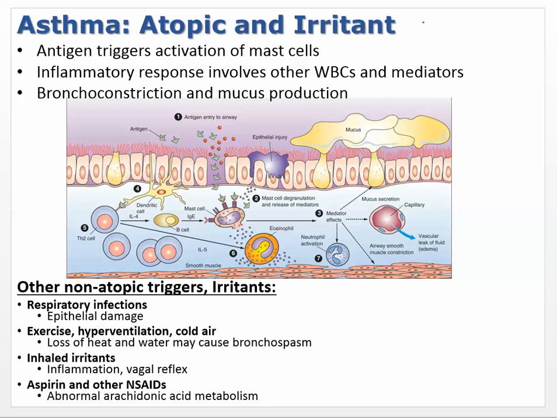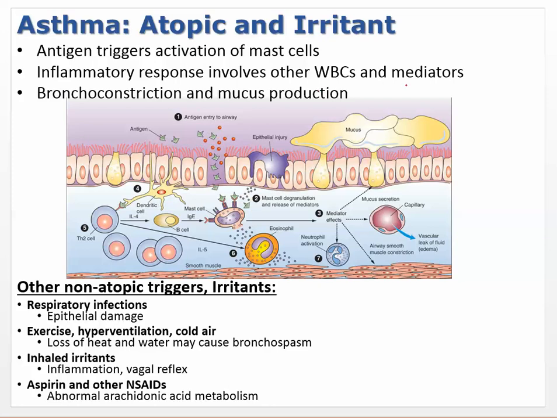Okay, so let's look at these again. So atopic antigen triggers activation of mast cells. Okay, so you've got your antigen that moves in here, and then activation of the mast cells. So we covered that in type 1 hypersensitivity. But then the inflammatory response will involve other white blood cells.